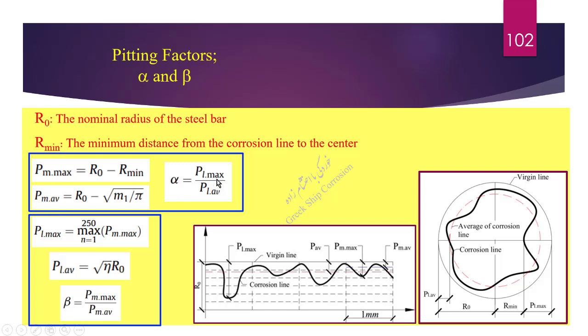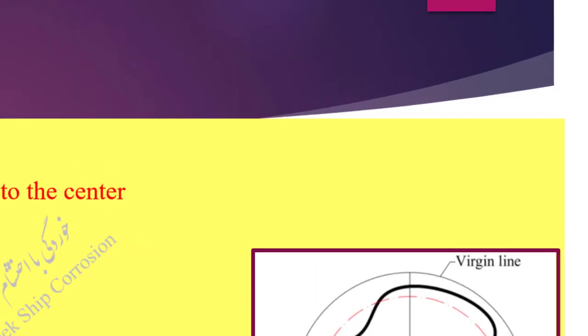And alpha equals PL max divided by PL average. PL max equals maximum PM max of the 250 microsegments. PL average equals the square root of eta times R0. Eta is mass loss ratio. Beta equals PM max divided by PM average.